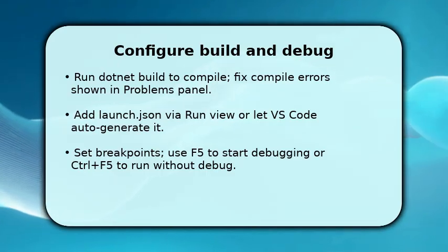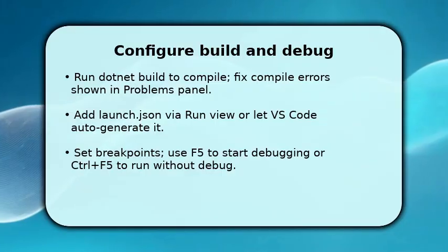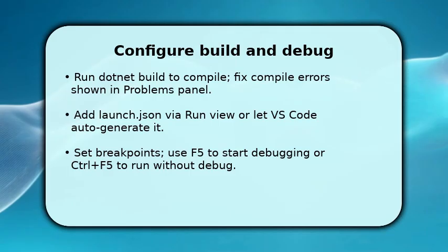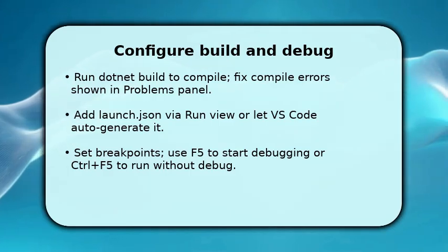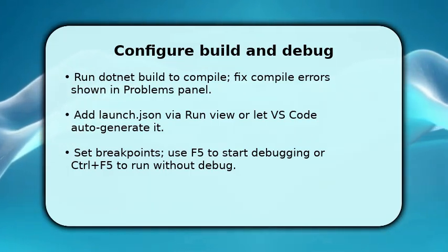Then open the Run view and add or accept an auto-generated launch.json so VS Code knows how to start the project. Set breakpoints where needed. Press F5 to debug or Control plus F5 to run without debugger. This pairing of build and launch configuration ensures predictable execution.